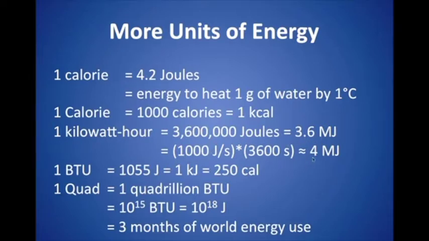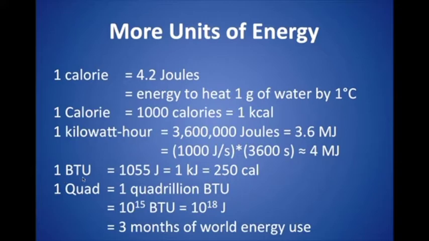And that works out to about, you can round that off. Anyway, the kilowatt is 1,000 joules per second. A watt is a joule per second. And an hour is 3,600 seconds. So if you multiply it out, you get 3.6 million joules, or you can round that off to 4 million joules.